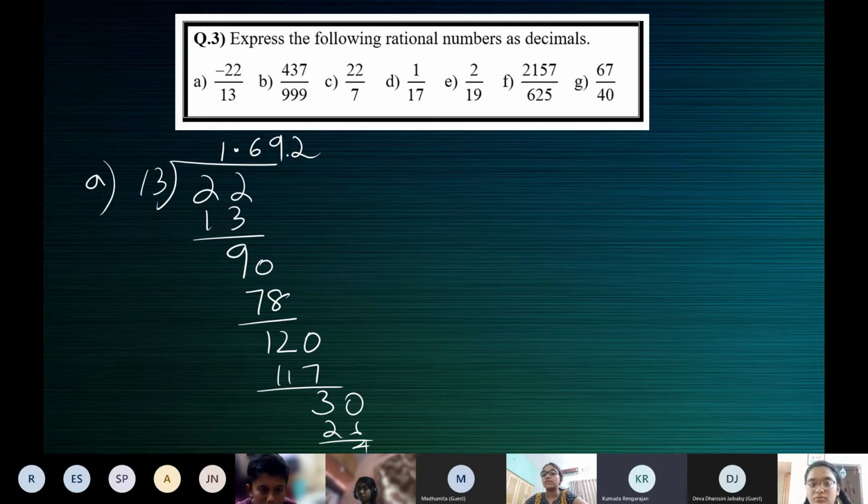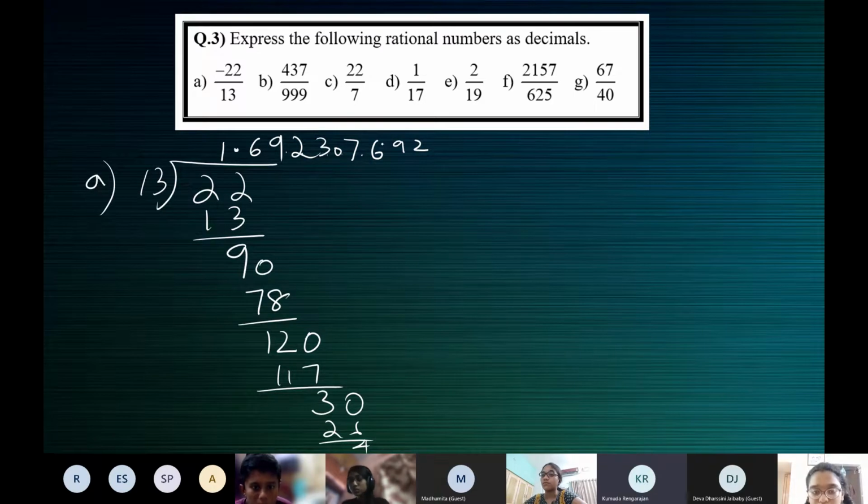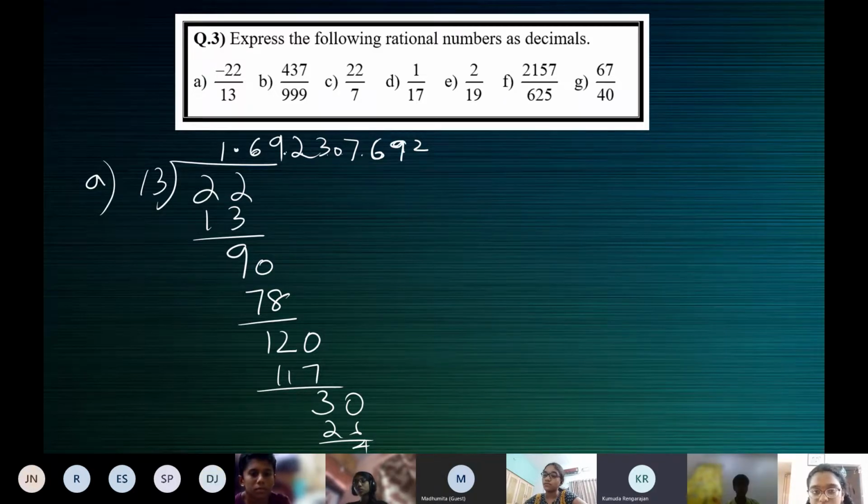Now for this, it will be 692, you'll get 307, and again you will get 692. So when you see this, you can stop. See here, 692307. Again, you'll get 6. So you should become alert: oh, I already got a 6 in the quotient. Then you will get 9 again. Oh yeah, 692 you will get, so then it will be 307 again. 692307. You can stop here.